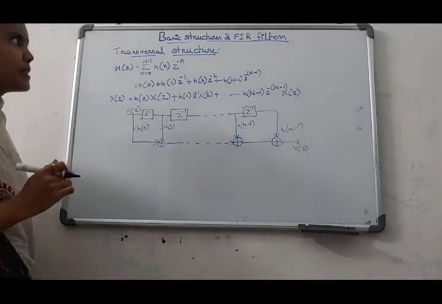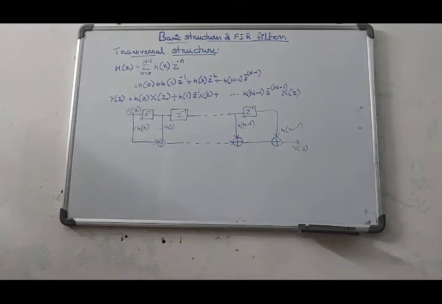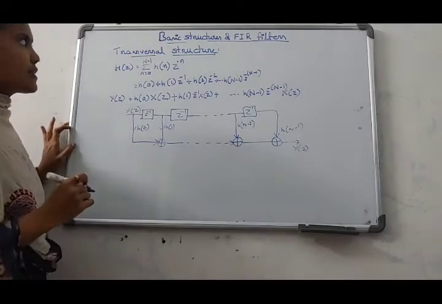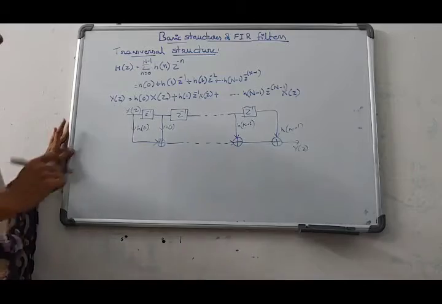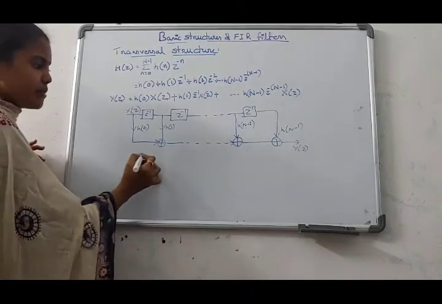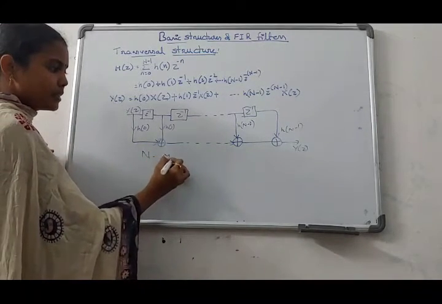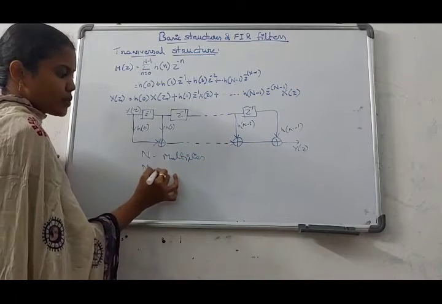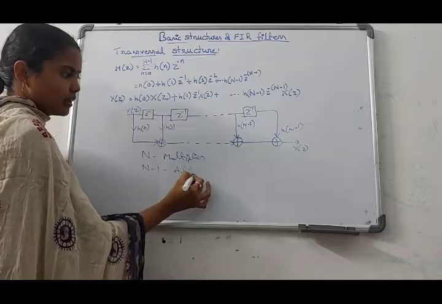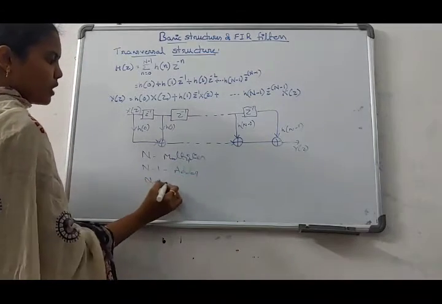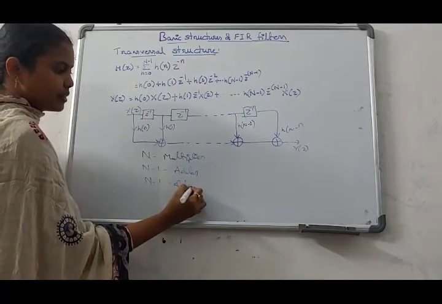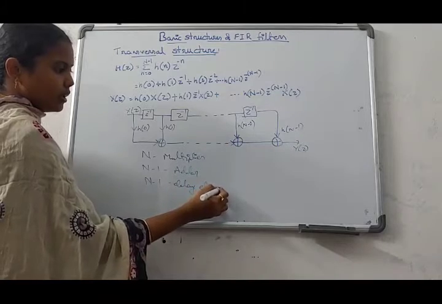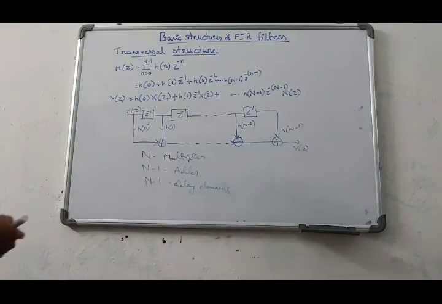Now the next topic is the basic structures of FIR filters. The first structure is the transversal structure. This transversal structure contains N multipliers, N minus 1 adders, and N minus 1 delay elements. Okay, so, delay elements.